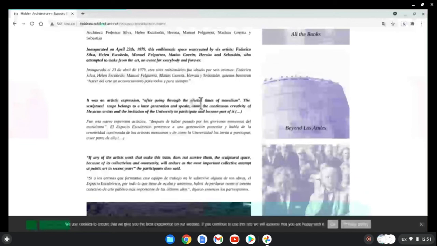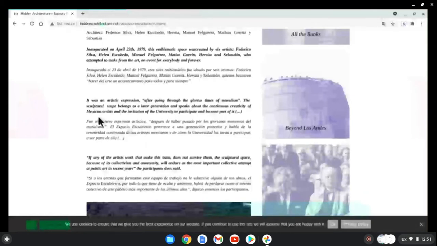It was an artistic expression after going through the glorious times of muralism. See, he was known for his paintings, and he's got some hanging around this university. He does some neat stuff in concrete, but you can tell this is an older structure than even him. But let's keep going on.